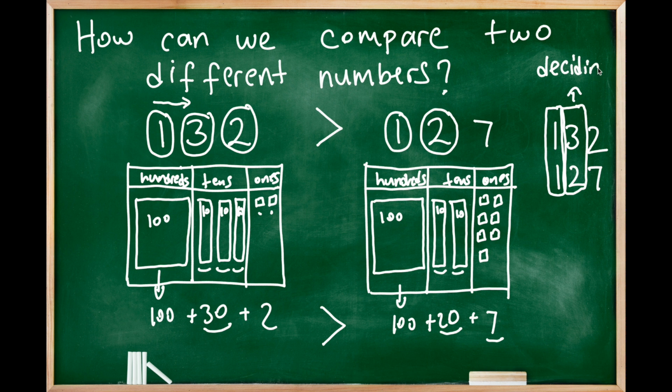Deciding digit. We stop at the deciding digit, and ask which one has the bigger digit. The number 3 is greater than the number 2. That means the first number is the greater number, so we decide that this number has a greater value, and we use the greater than symbol.